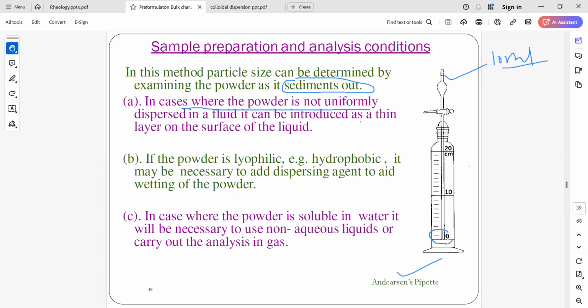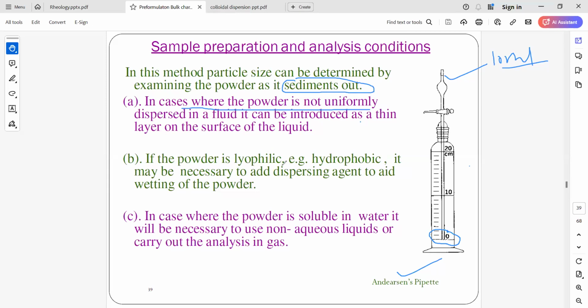Why? Because after sedimentation, there will be a particular weight you will get. Okay. After each time point, you will get some weight here at the bottom. So that's why it's a weight distribution. Some weight of the powder you will get, right, in a particular diameter range. So that's why it's a weight distribution.